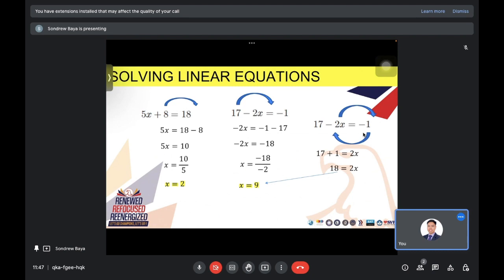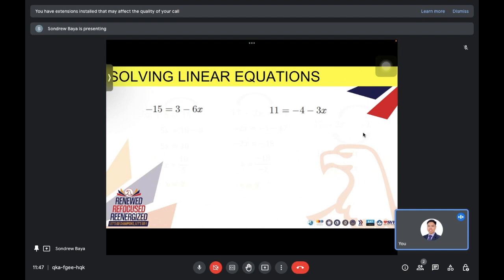Now, for these new two sets of examples, I'd like you to pause this video and answer the first one on your own first. After you do that, then you look at the answer. Pause the video now. So compare your answers with my answer. Therefore, x is equal to 3. Please do the same thing in the second item. Pause the video. All right, compare your answer with my answer.